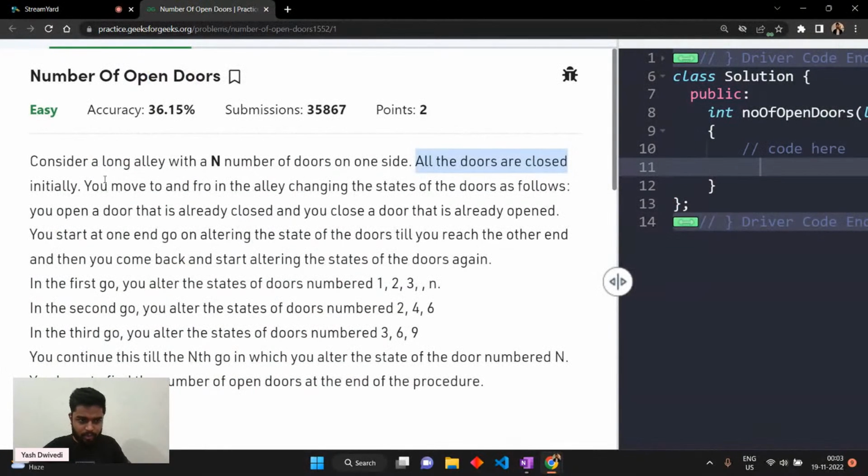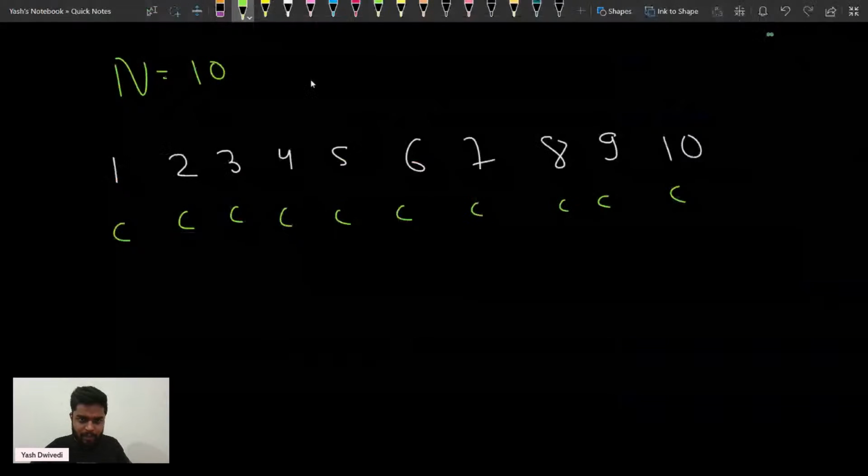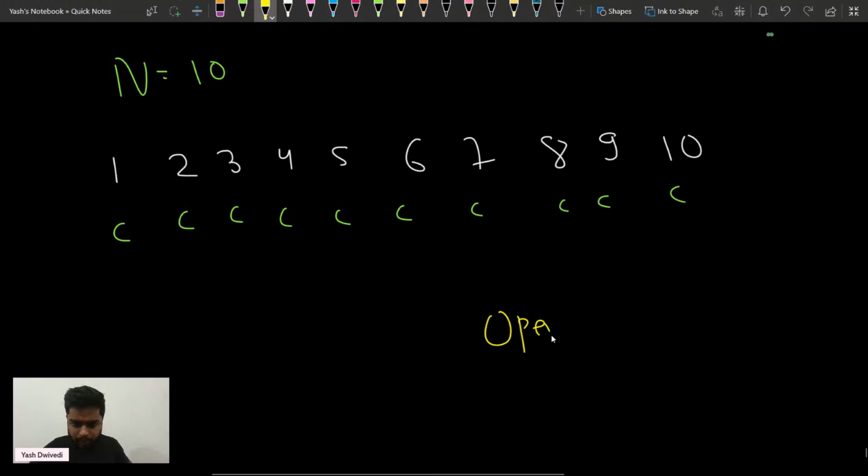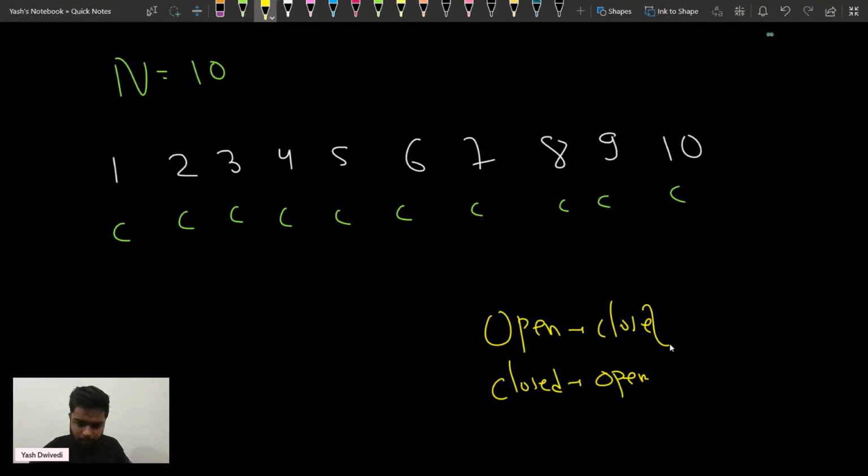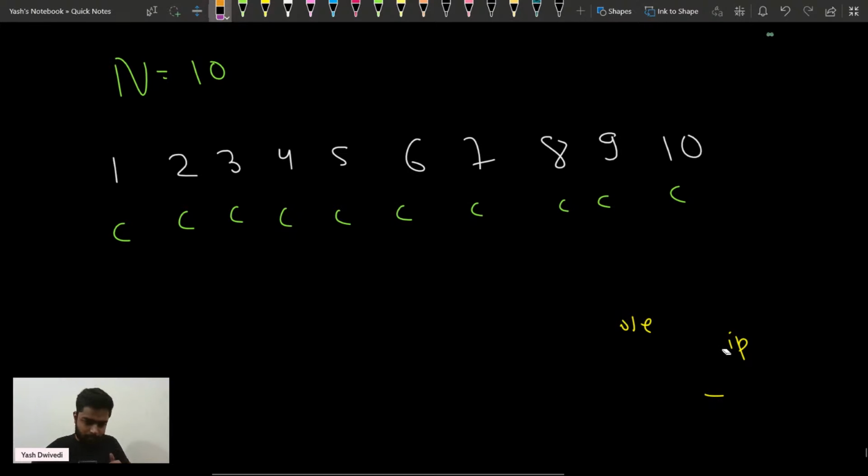And what you can do is you can move to and fro in the alley, changing the state of the doors as follows. You open a door that is already closed and you close a door that is already open. So if a particular door is open, then you will close it. If a particular door is closed, then you will open it. So it is kind of a flip operation. Please write flip or F in the chat if it is clear. If a door is open, then in one operation you'll close it. If a door is closed, then you'll open it. It is a flip operation that we will be doing.